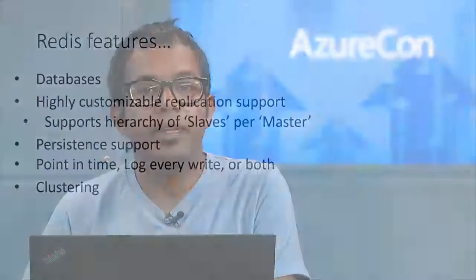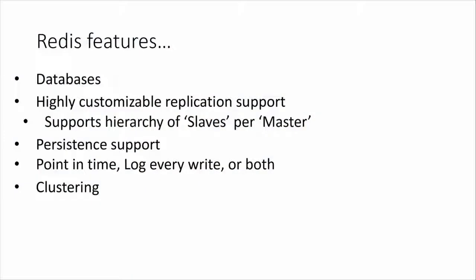Redis supports databases. There is support for replication between a master and a slave. And that's one of the benefits that you get with the Azure Redis Cache offering, because we manage the replication for you, and we manage the failover from a master to the slave for you, so that you don't have to worry about these infrastructure details in your application. You can just connect to the cache and keep on using it.